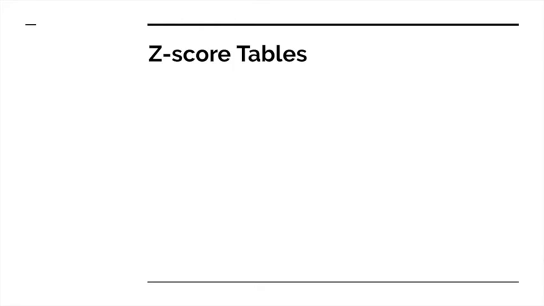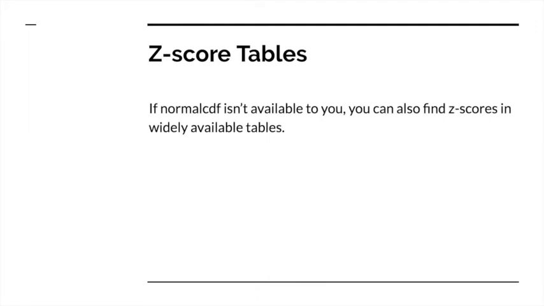Alright, now let's for a moment check out what would happen if we didn't have our calculators. Z-score tables: the normal distribution is so common and so useful that mathematicians and statisticians have created tables full of z-scores and their associated probabilities. So if you don't have a calculator, or your calculator's not working, or you'd rather do it this way, this is a second option.